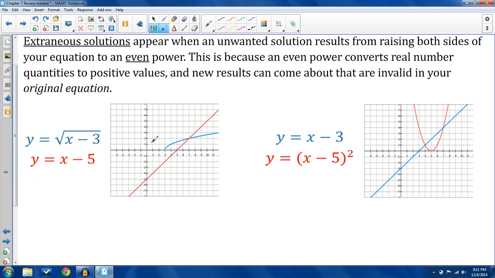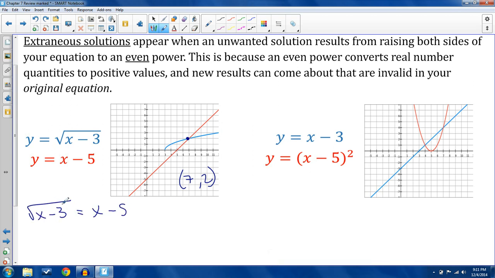These are two graphs, and you can trust these graphs. I went online when I graphed them. Y equals the square root of x minus 3 is this blue one right here. Y equals x minus 5 is this red one right here. Notice how they only cross at one point, which means this is their only solution. That solution is actually 7, 2.